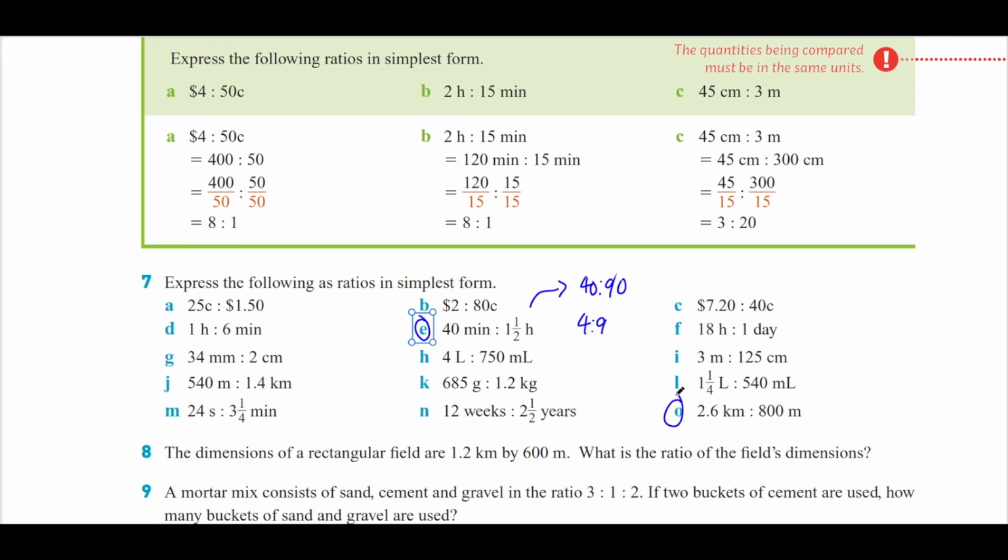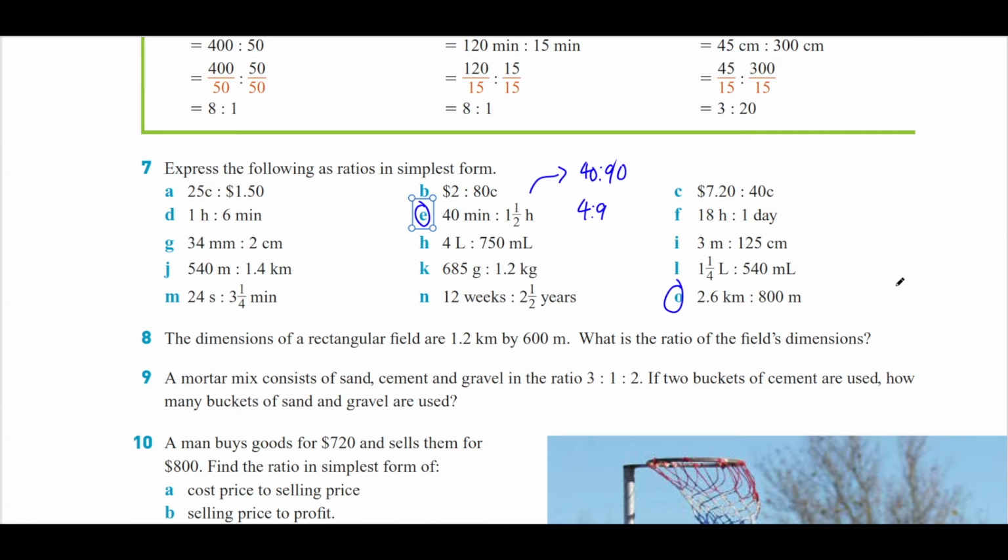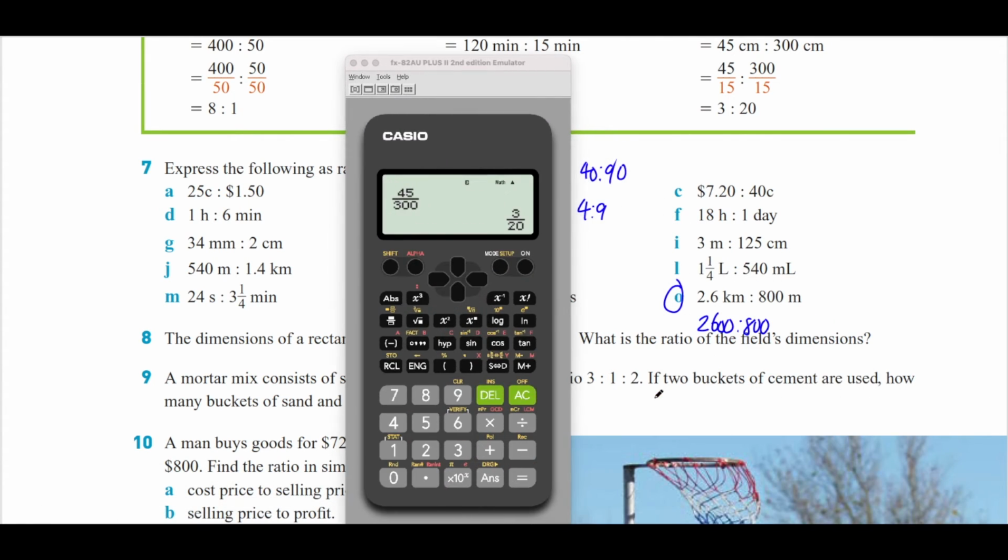Question O, 2.6 km to 800 meters. So this is why they teach you how to convert units first before teaching you ratios, because you need to know how to convert the bigger unit into the smaller unit. Bigger unit in this case is kilometers. So convert 2.6 km to meters. So that's just going to be what? 2,600 meters to 800 meters, right? Now this one's a little bit harder to simplify. Just use your calculator then. So you do 2,600 divided by the 800. And what do you get? 13 to 4.